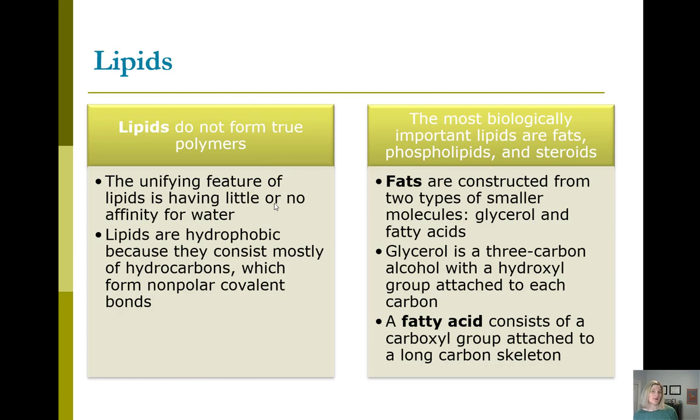The reason why they're classified as lipids, though, is because they have little or no affinity to water. So that means they're hydrophobic. So all lipids are hydrophobic. Okay, so that's one characteristic. And the reason why they're hydrophobic, or mostly, is because they're mostly made of hydrocarbons. And hydrocarbons are formed through nonpolar covalent bonds.